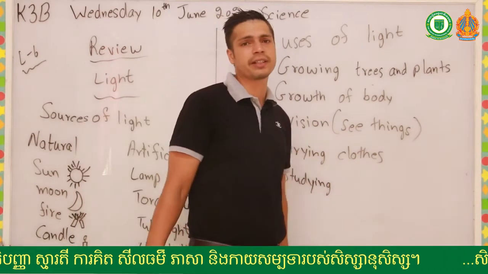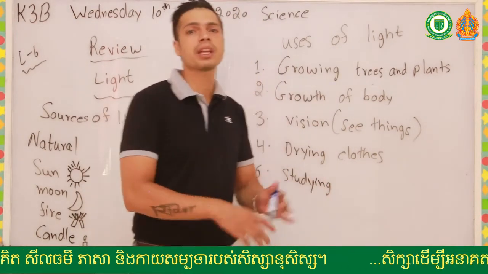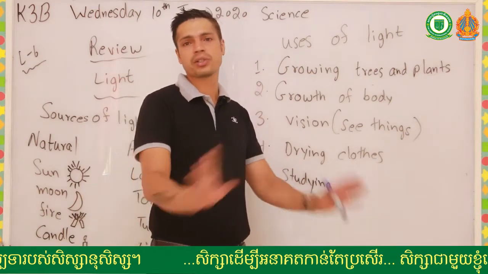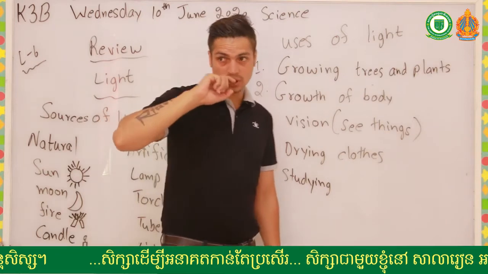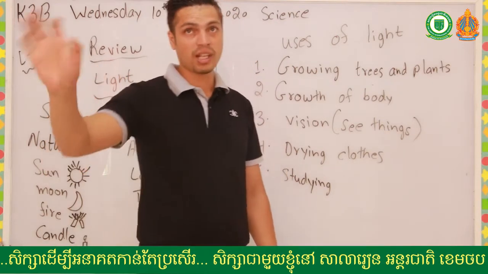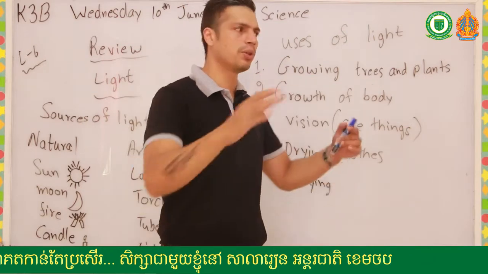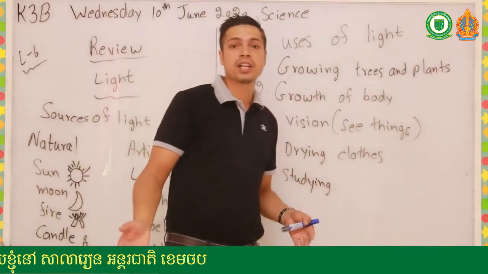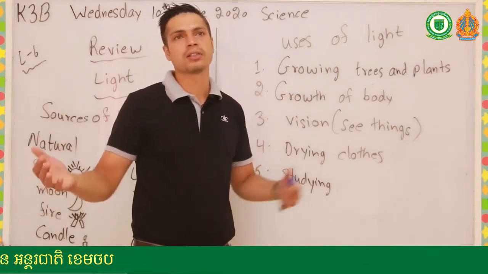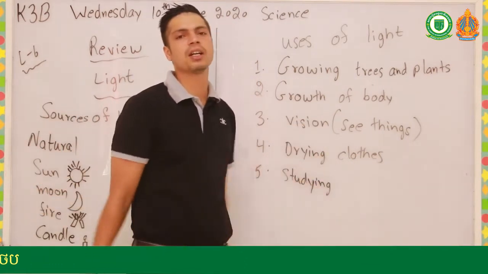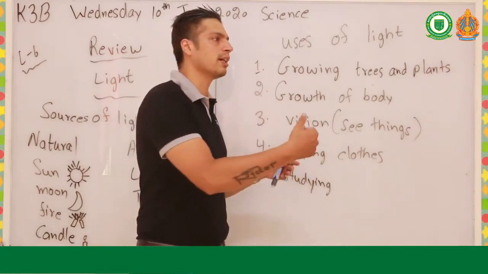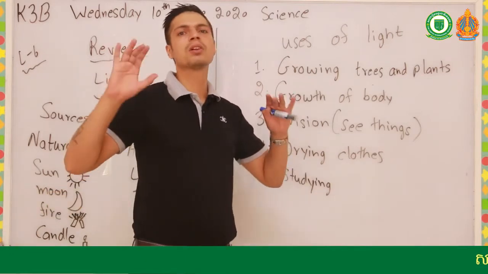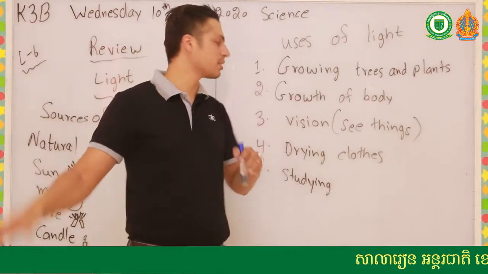Vision means to see things. With the help of light we see things. You go to a room and it is dark, you cannot see anything, so you turn on the switch and the light turns on, so you start seeing things. That is why we need light. In the daytime we get light from the sun, so light helps us to see things. We see each other, we see food, we see birds, we see trees, we see cars, because of the sunlight, because of the light from the sun.